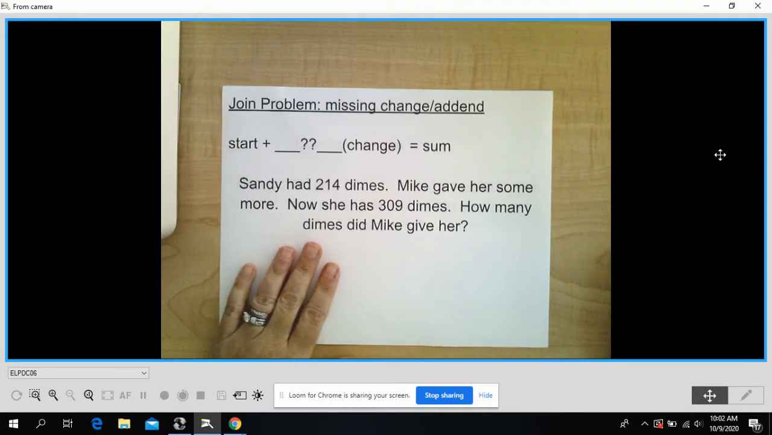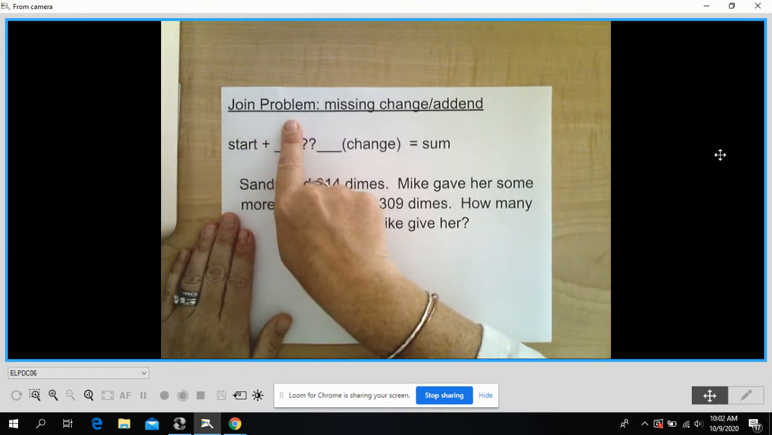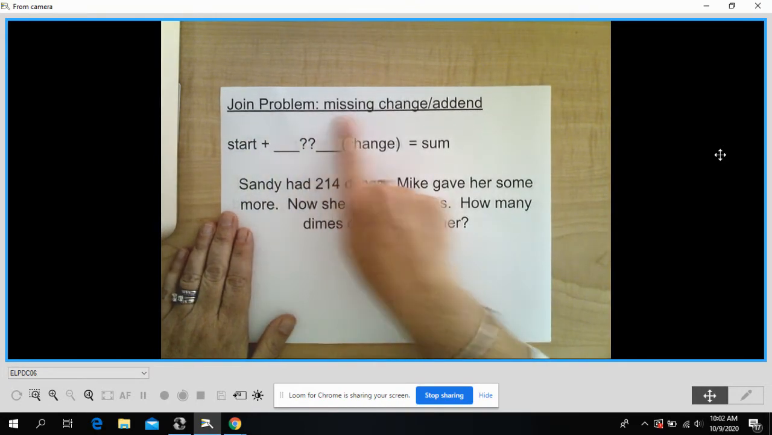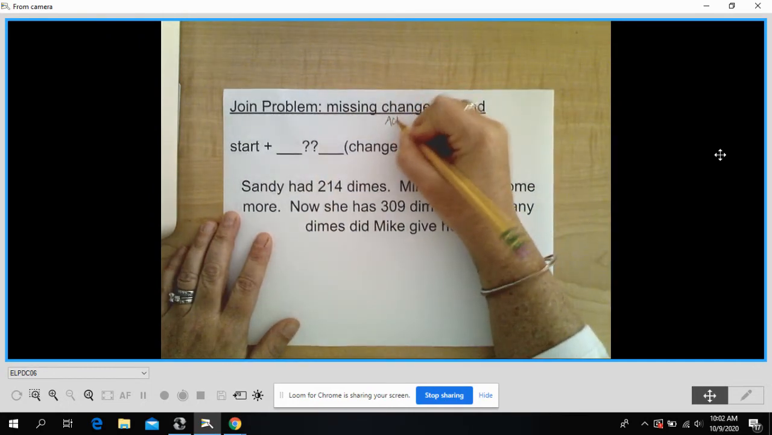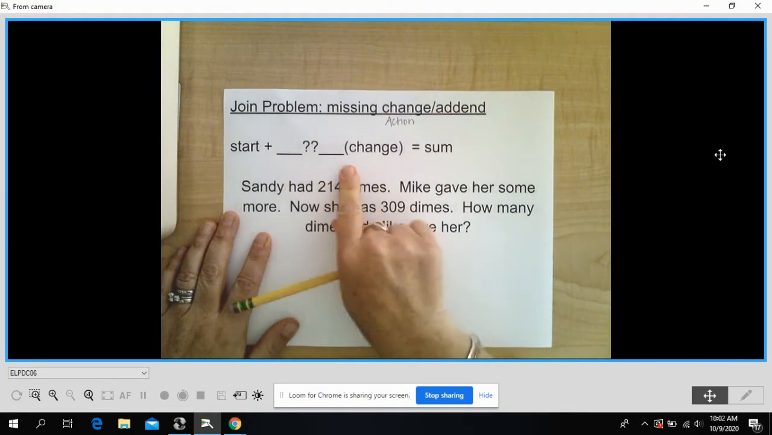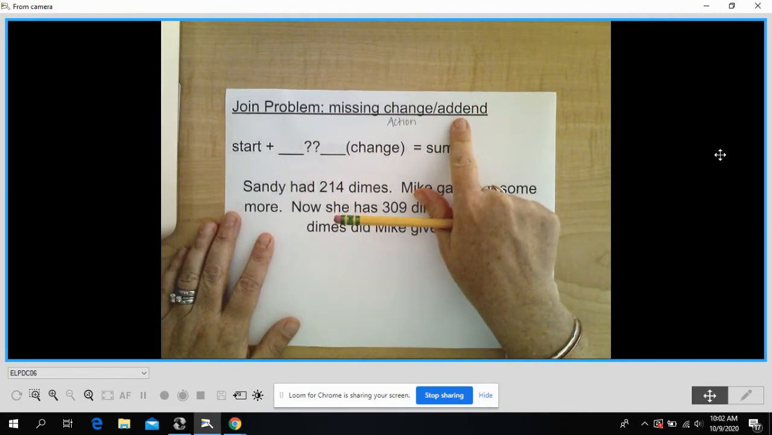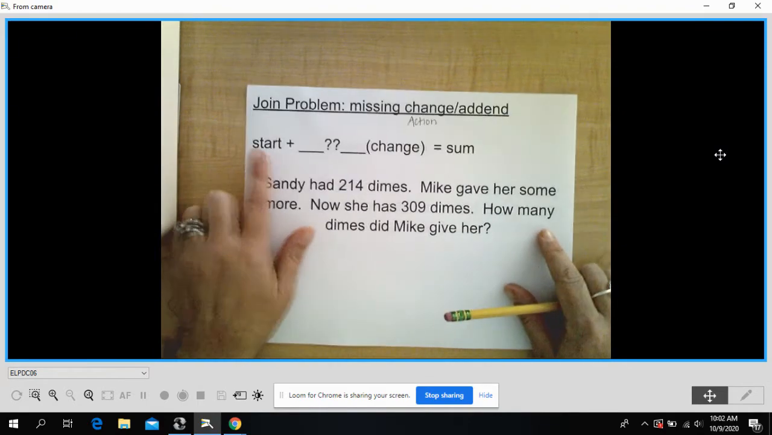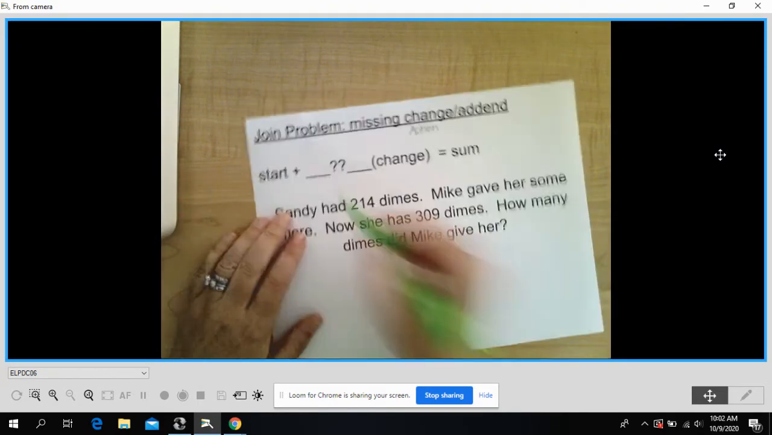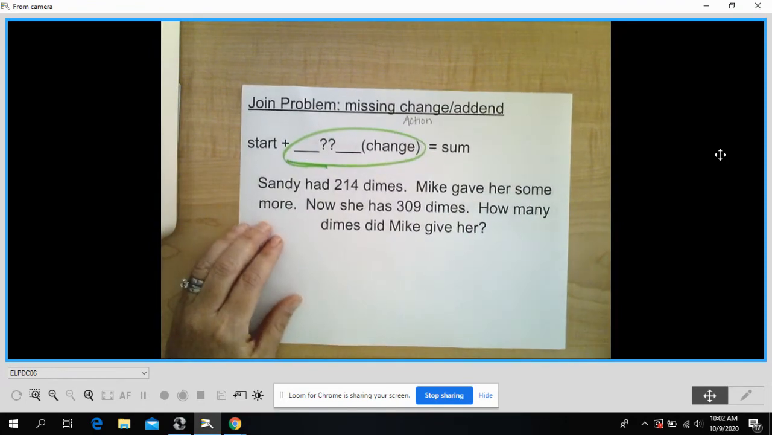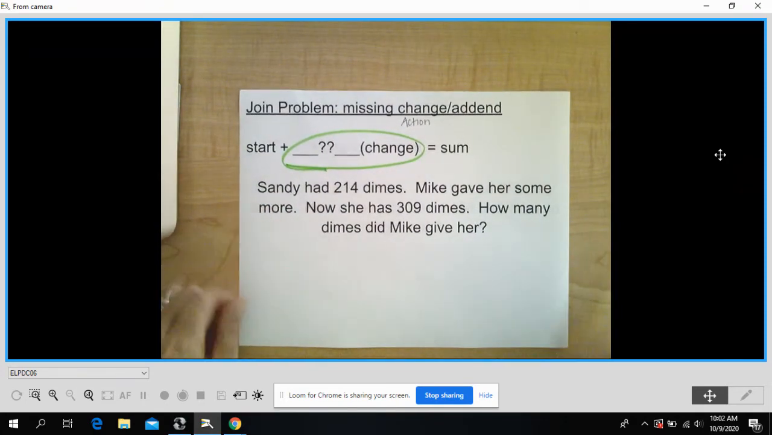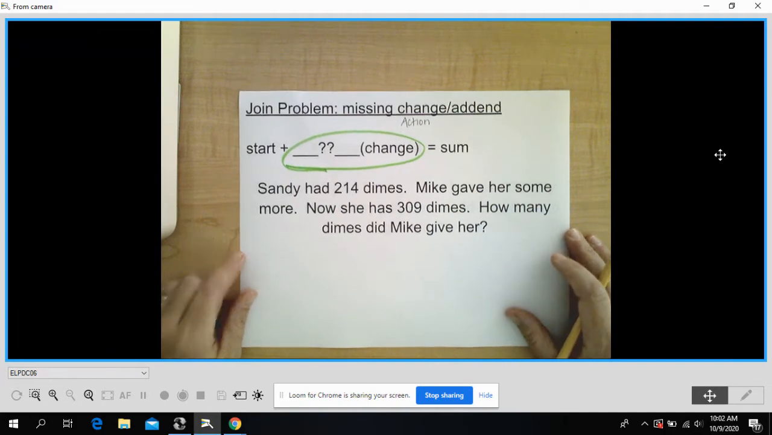Here we go. This time, we're still doing a join problem, but the change, the action, and I'm going to write that word again, action. That's the number that's missing. It may also be called an add-in. That's just a number that you're adding. So we have our start number. The change is what we have to figure out, and we'll know our sum. So let's look right here, okay?